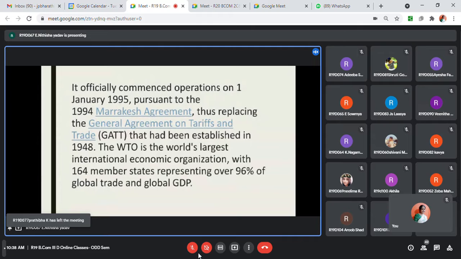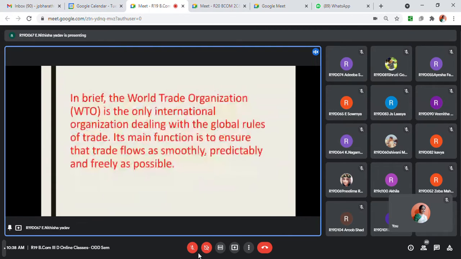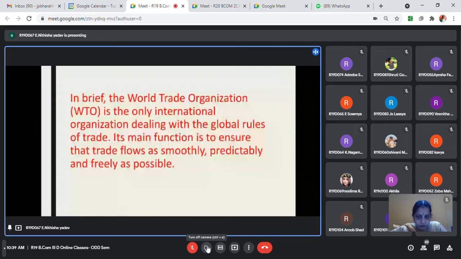The World Trade Organization is the world's largest international economic organization, with 164 member states representing over 96% of global trade and global GDP. In short, the WTO is the only international organization dealing with the global rules of trade. Its main function is to ensure that trade flows as smoothly, predictably, and freely as possible.